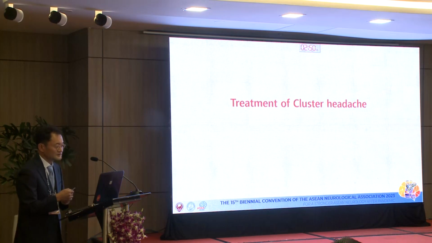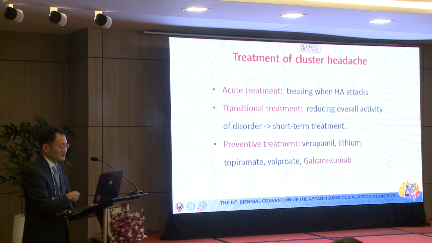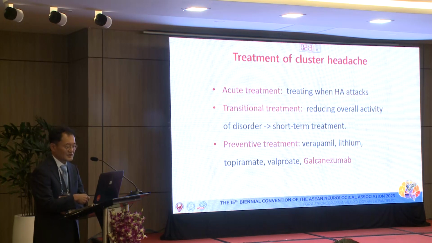Cluster headache. The treatment of cluster headache is composed of 3 parts. Acute treatment, treating when headache attacks occur. Transitional treatment, reducing overall activity of the disorder. Short-term and preventive treatment, using verapamil, lithium, topiramate, valproate, and galcanezumab.